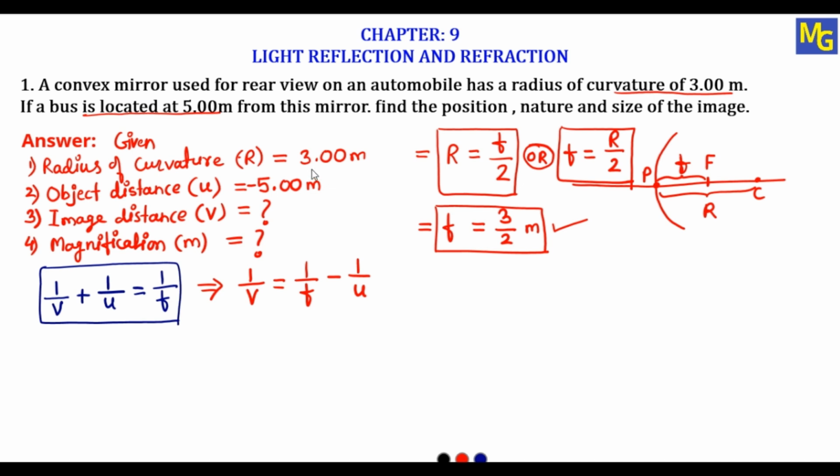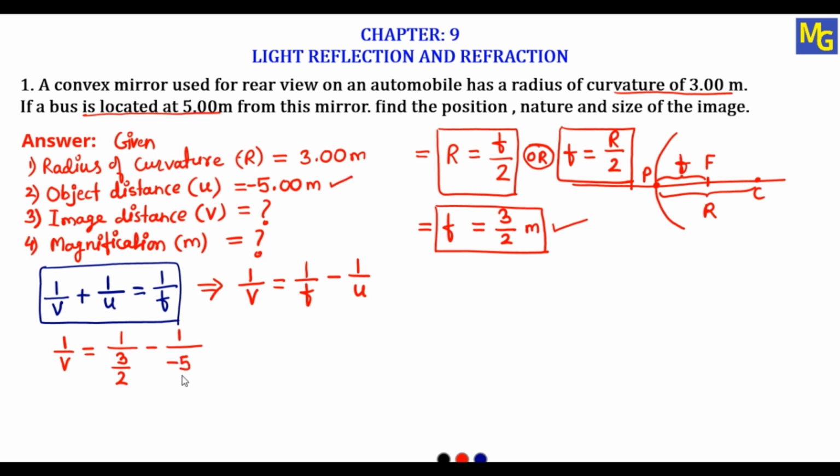So I wrote this sign. Now we can substitute the values. I'll write 1 by V as it is, because we don't know it, we have to solve for it. And our F, what is our F? F is 3 by 2. So I will write it here, 3 by 2, and then minus 1 by U. What is U? It is minus 5. So you can see here it is minus 5.